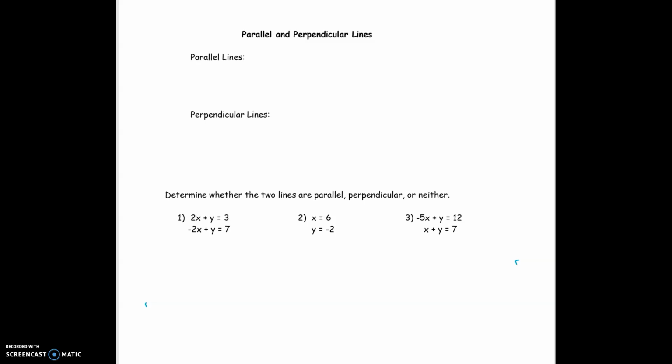Well, hello. Today we're going to talk about parallel and perpendicular lines. Remember, parallel lines never touch each other, so they look like this. Parallel lines have the same slope. An example would be y equals 2x plus 7 and y equals 2x minus 3. They have the same slope. So this is our slope. Remember what's in front of your x, that's your same slope.